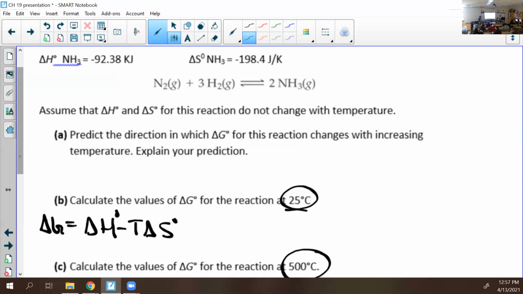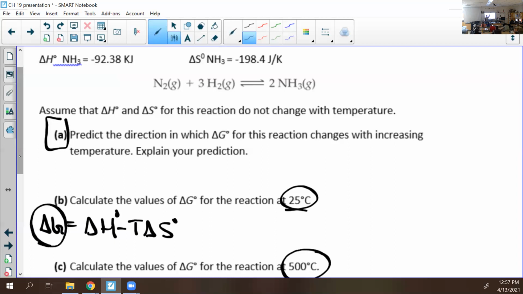Right, I didn't miss any negative sign there, correct? All right, let's talk through it. If you're not done, it's acceptable. But first off, A, predict the direction in which delta G for this reaction changes. So it wants to know what happens to this answer with increasing temperature.